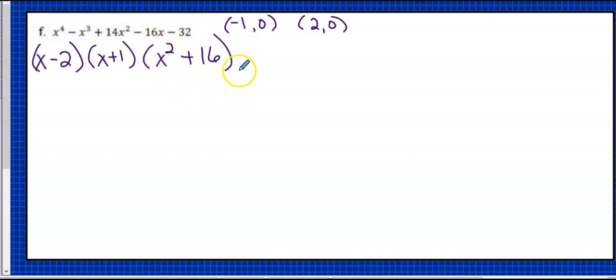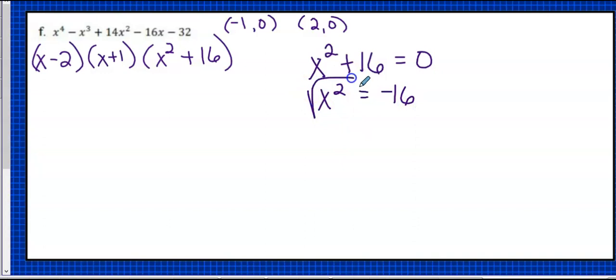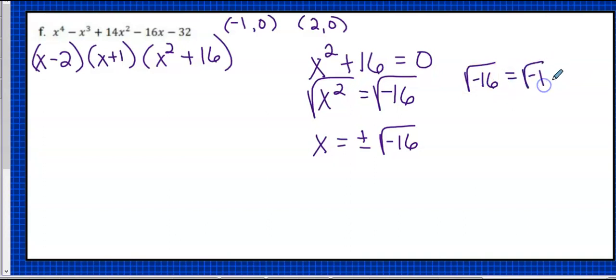I can use the quadratic formula, but like I said, anytime I can avoid using the quadratic formula, I just do. So I'm going to set this up. Since I don't have a middle term, I can set x squared plus 16 equals 0. I need to take the square root of both sides. So this is going to be plus or minus the square root of negative 16. I just want to slow it down a little bit. The square root of negative 16 equals the square root of negative 1 times the square root of 16. So that is plus or minus 4i.